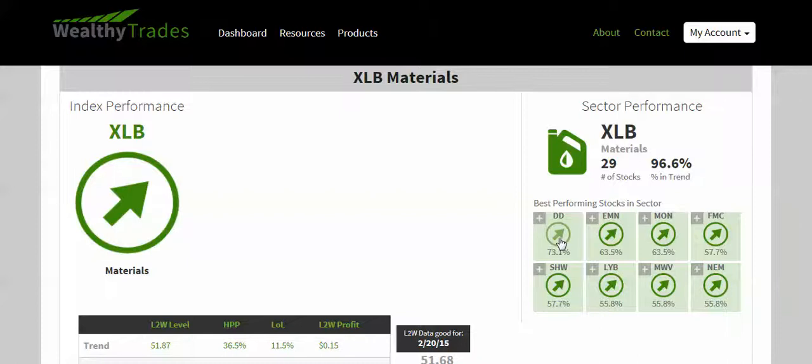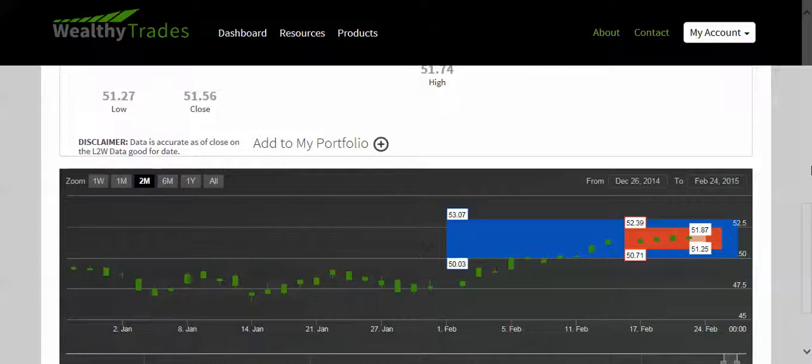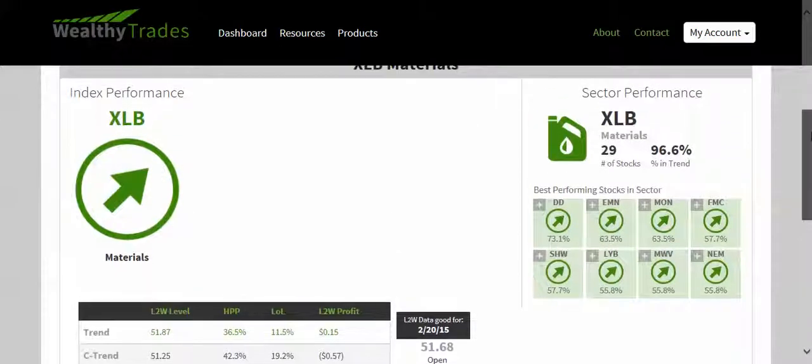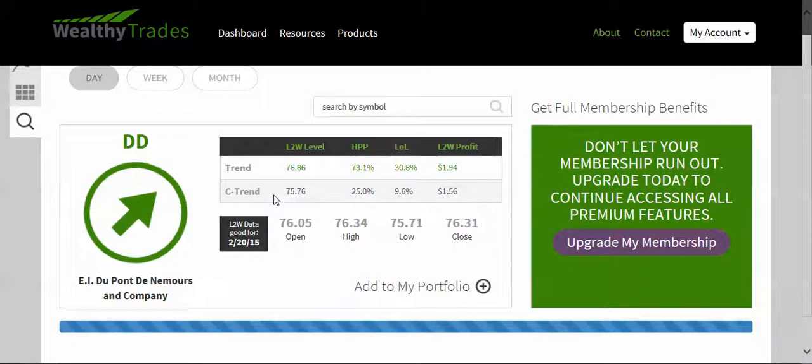What we know right now is we know the market's moving up in a very high quality uptrend. We know that the materials sector is the best sector to be in that uptrend, and now we know DD gives us the highest probability of success trading in that uptrend. That is extremely powerful information.